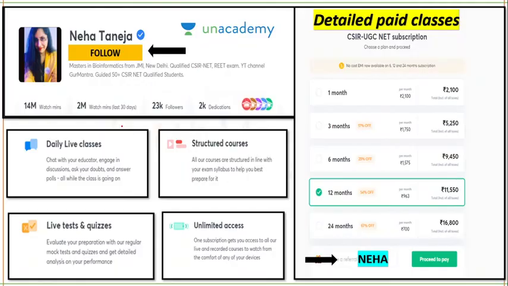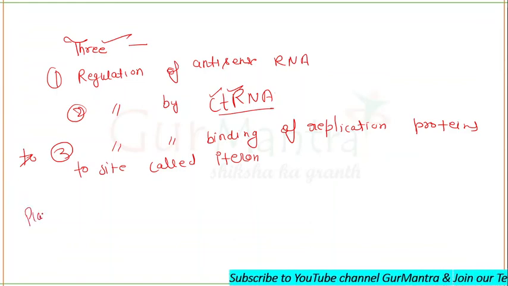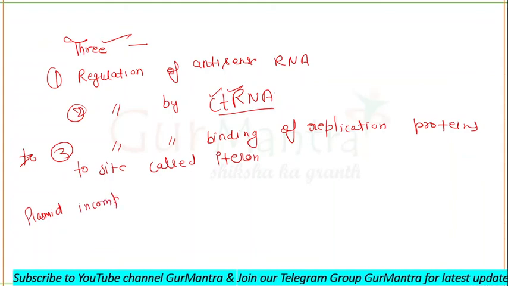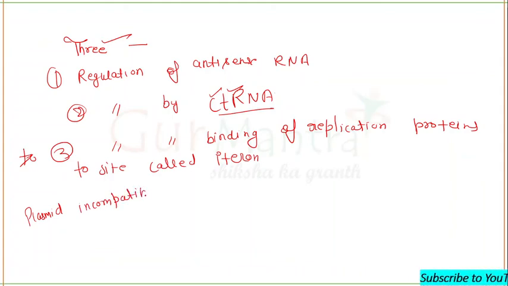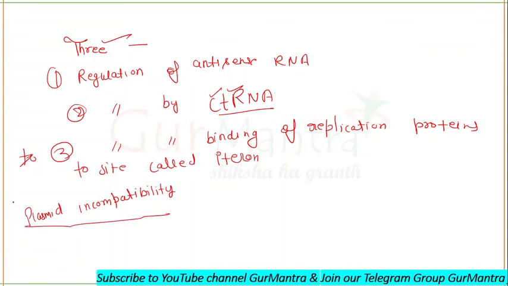Okay, now let me tell you, I forgot to tell you about plasmid incompatibility. Fine, this is plasmid incompatibility, right? Now what is plasmid incompatibility? This is your next property, the fourth property.